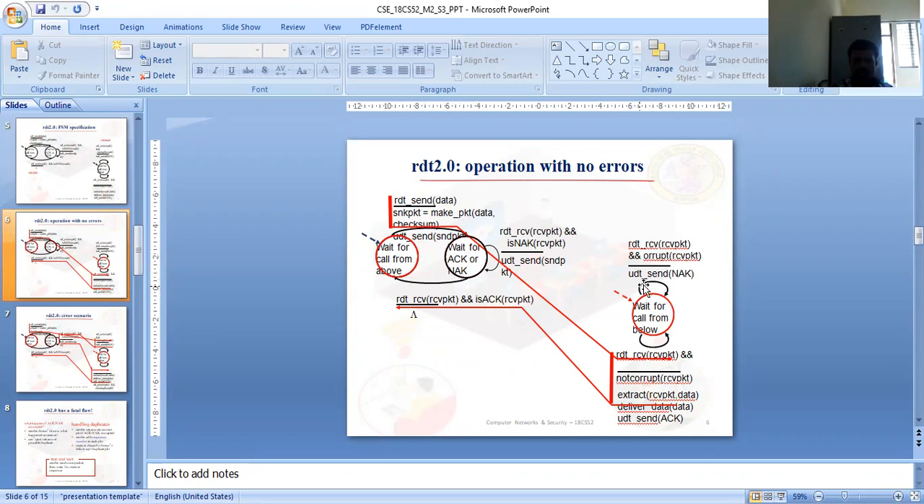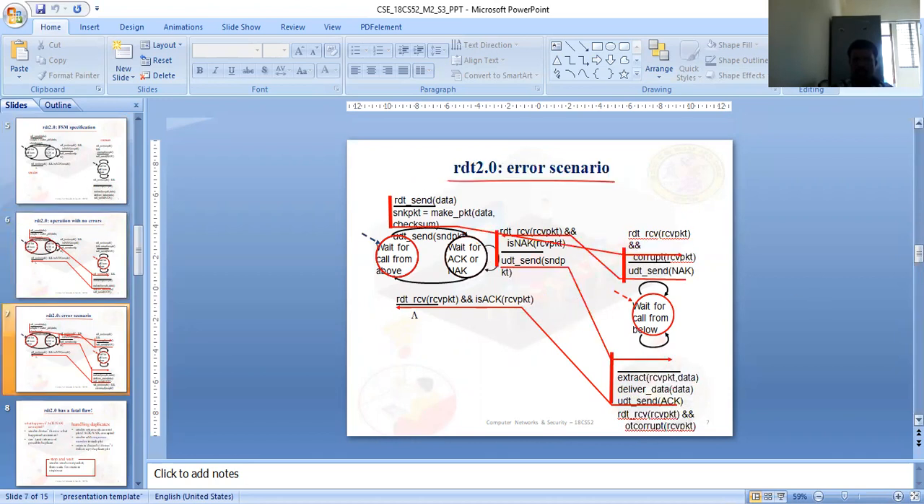This is the receiver-side FSM. It receives the packet, and if there are errors, a negative acknowledgement will be sent. If there are no errors in the packet, a positive acknowledgement is sent. That is the operation with no errors. This is the FSM operation.